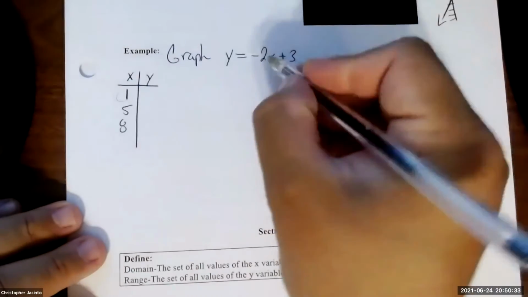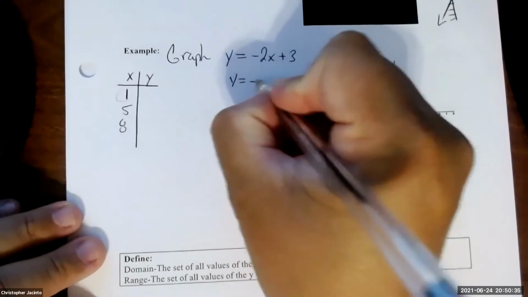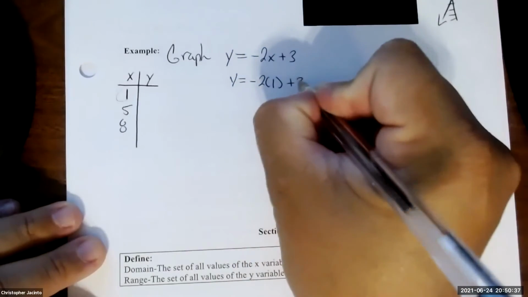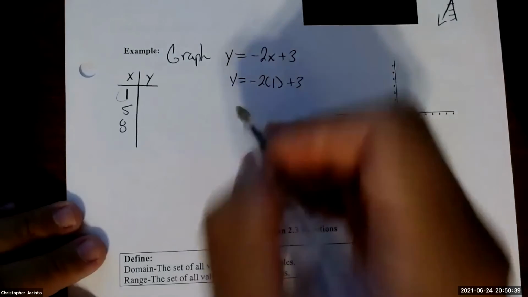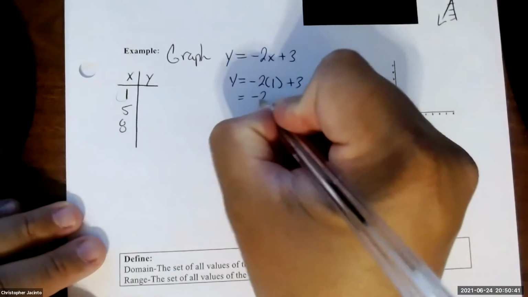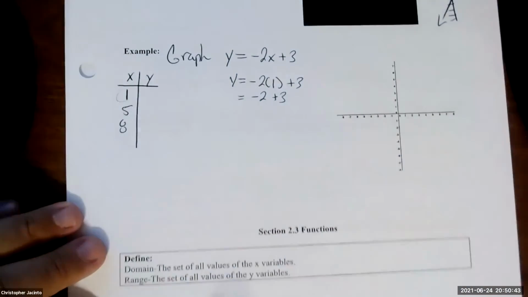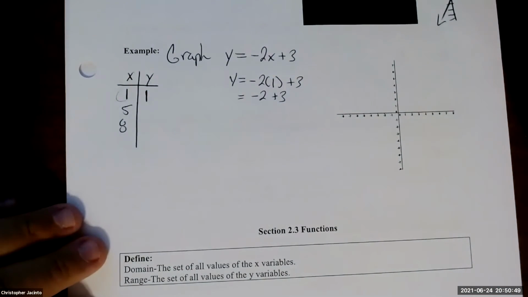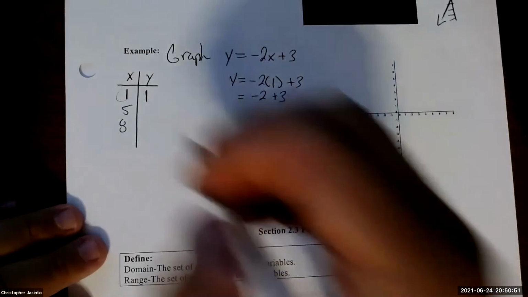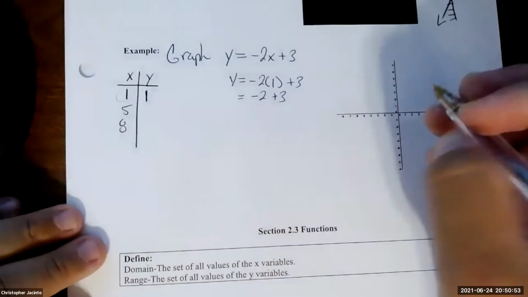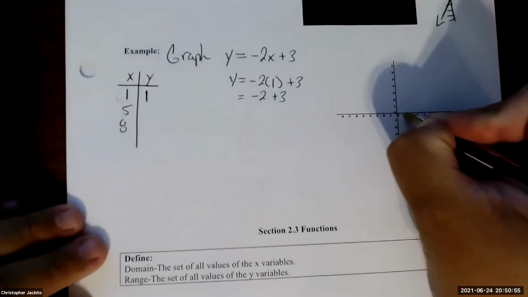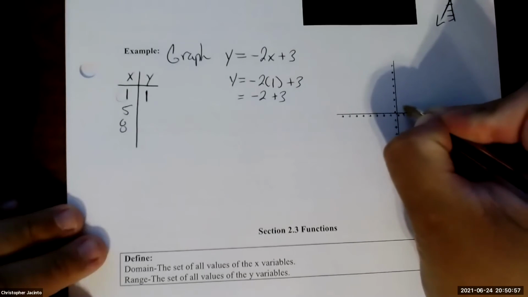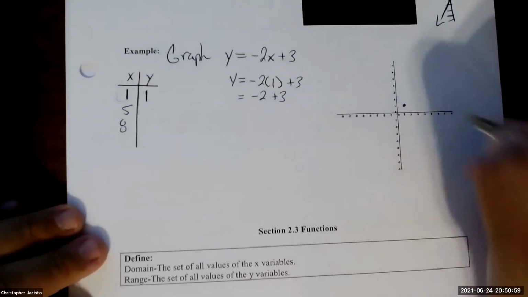So first, plug in 1 into here. That gives me that. Well, that's gonna be -2. And then -2 plus 3 ends up being 1. So our first point is 1, 1. So if I go over here, 1 to the right, up 1, there is our first point.